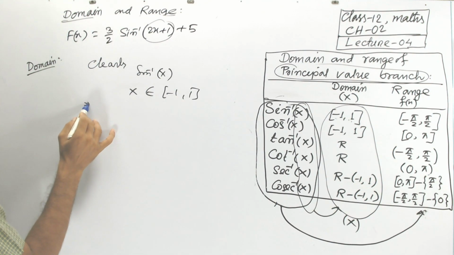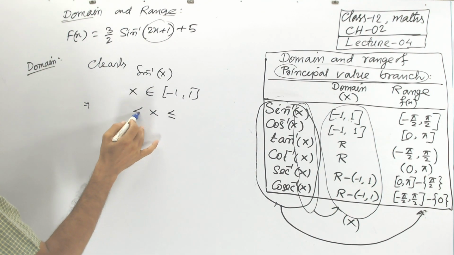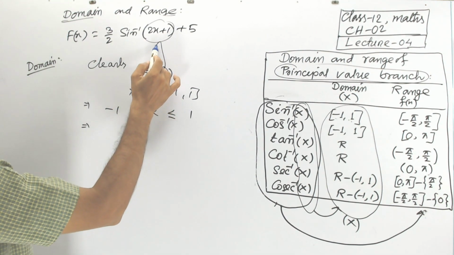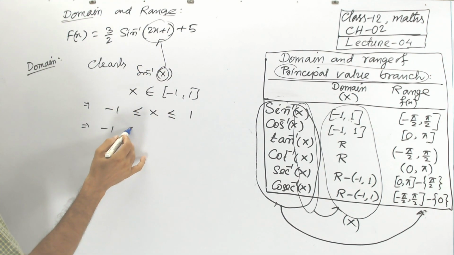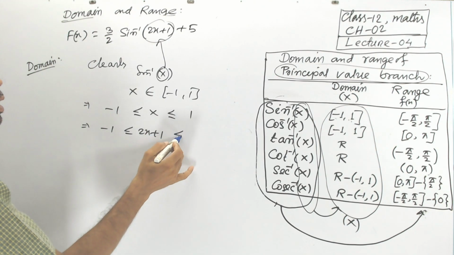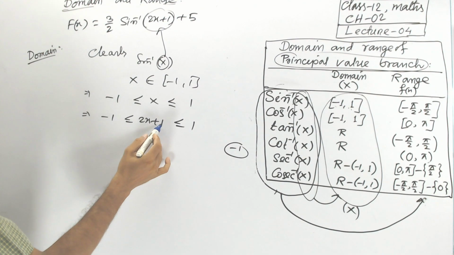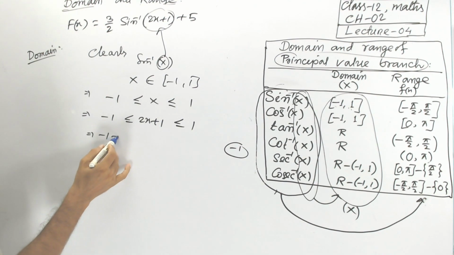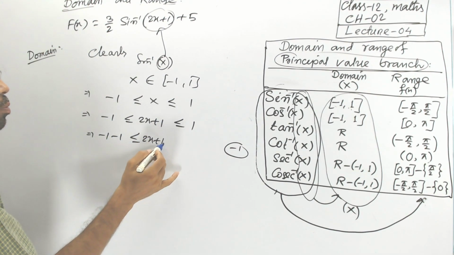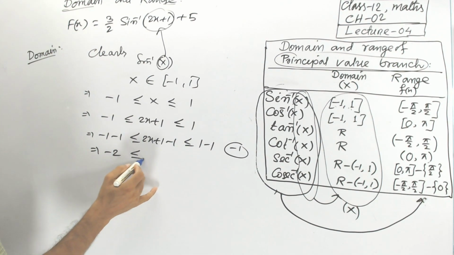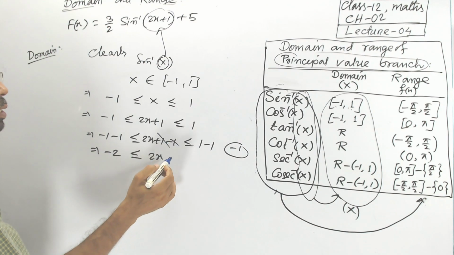This can be written as x in between -1 to +1, and in place of x what do we have? This is the function: 2x plus 1 less than equal to 1, and then I have to remove -1 by subtracting. This one I have to remove at first, less than equal to 1 minus 1. So this is getting -2 less than equal to 2x. This is getting cancelled, less than equal to 0.